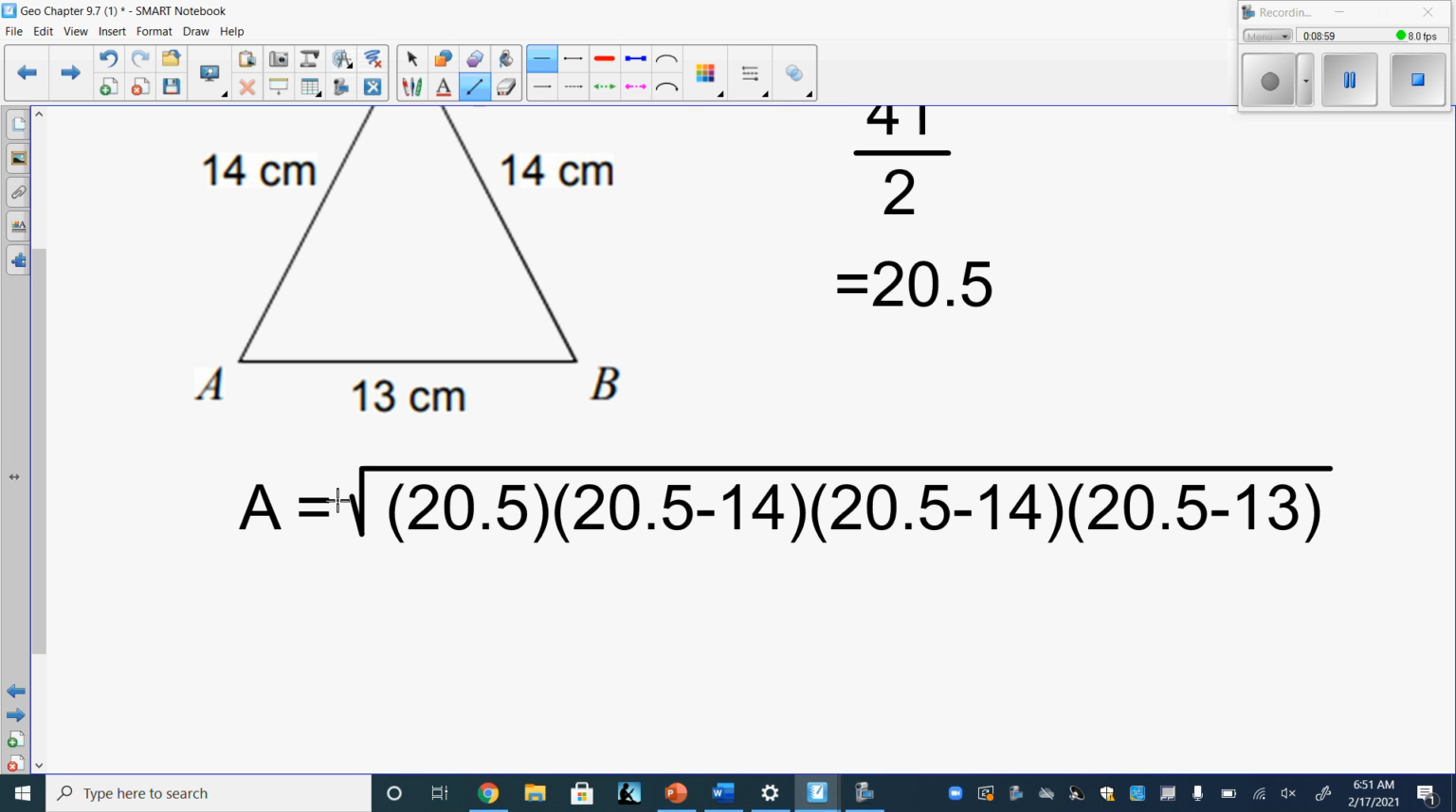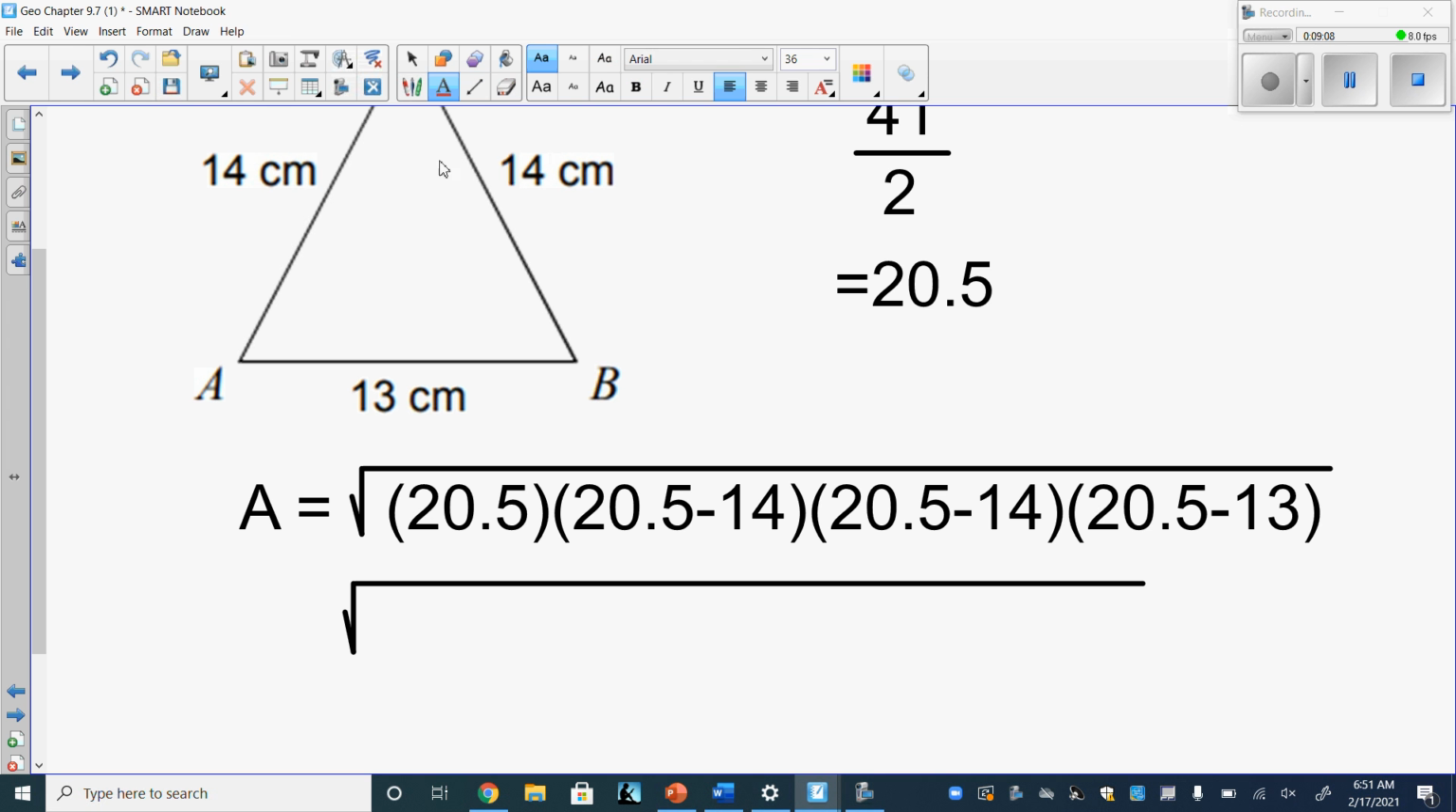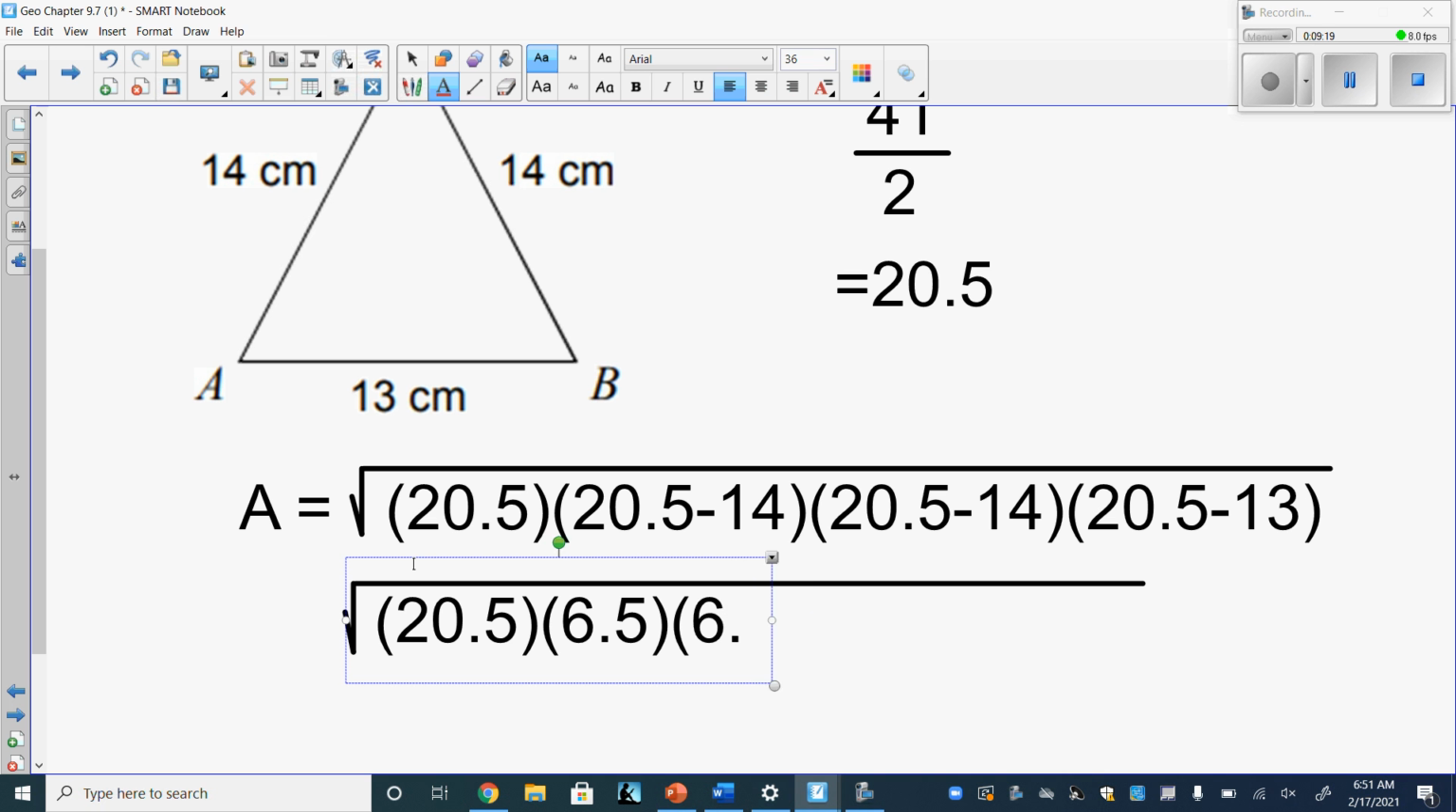Now at this point here, we can calculate this, plug this all into the calculator, or we can simplify it down a little bit. And we simplify it down, but we still have 0.5 times 6.5 times 6.5 times 7.5.